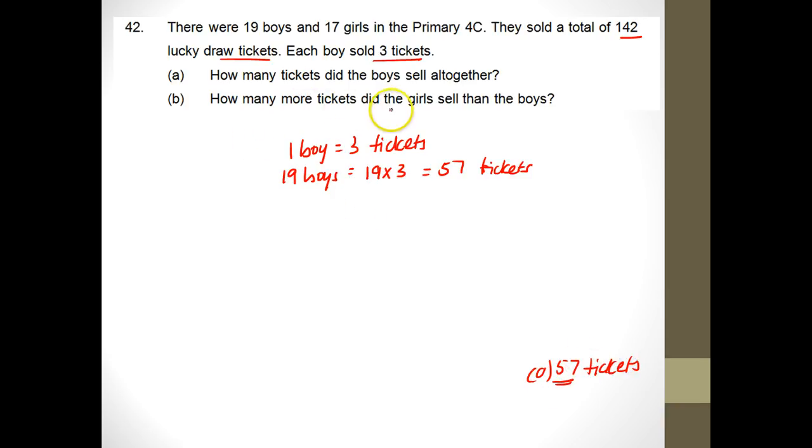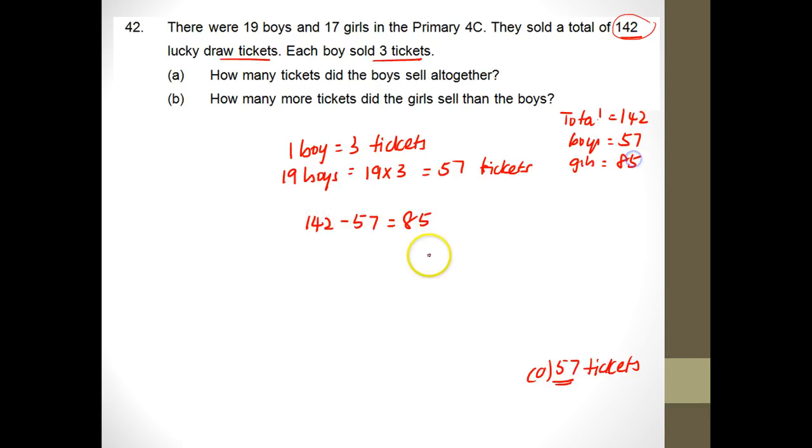How many more tickets did the girls sell than the boys? So they sold a total of 142. Boys sold 57. So the girls, I take 142 minus 57, which is 85. So the girls sold 85.